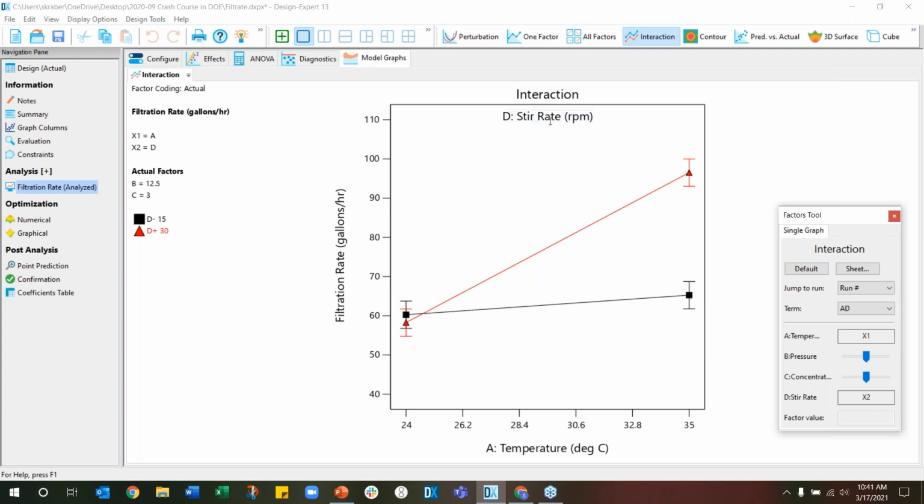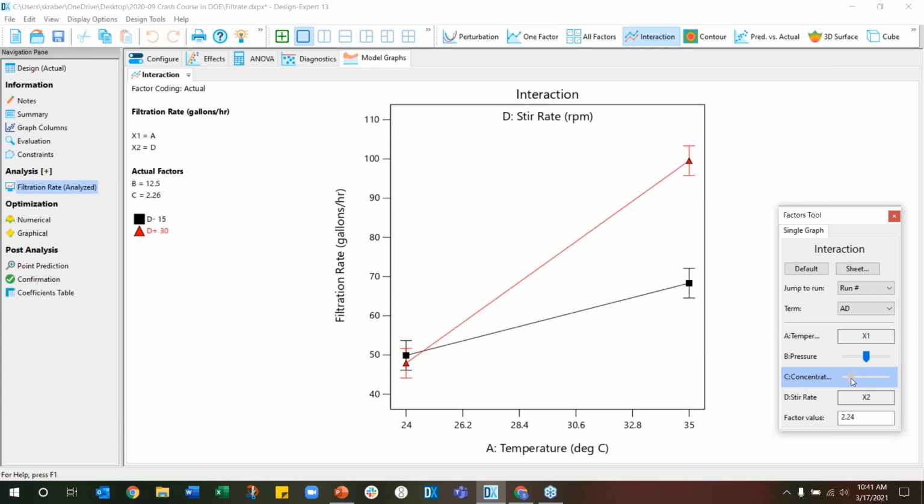So this is the AD graph, but right now concentration is set at its mid-level. I'm also going to move concentration down to the low because on the other graph, I just found out that I really like that. And so you can see if I move concentration down, it moves that graph. Okay, so this is the picture that I want to look at because now concentration is set low. And now I can focus on the temperature and the stir rate.